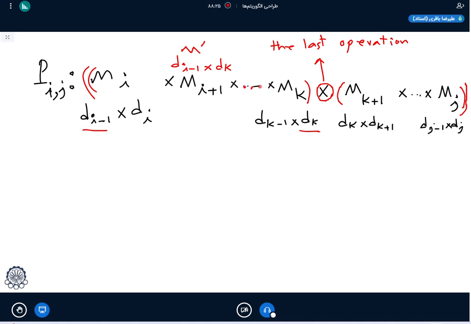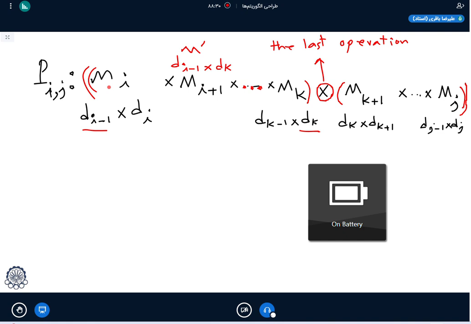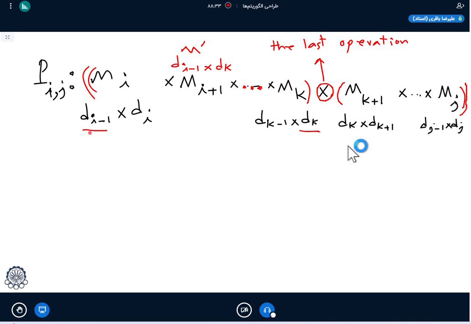If we multiply Mi to Mk, if we multiply these matrices each other, the final result of the left side is a matrix that has d_{i-1} rows and d_k columns. So we have a matrix M prime as the result of the left side, which has d_{i-1} rows and d_k columns.